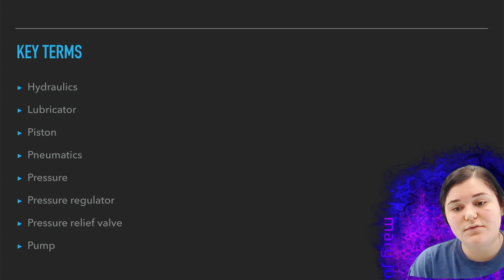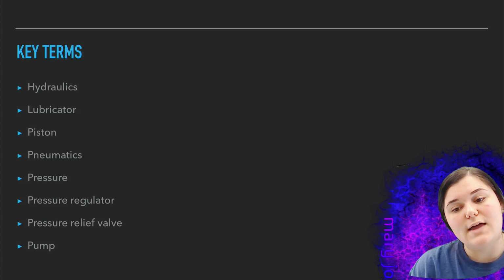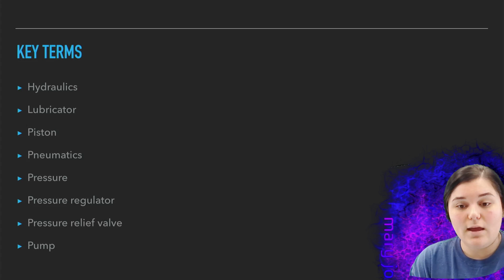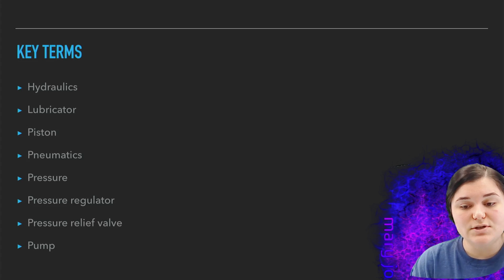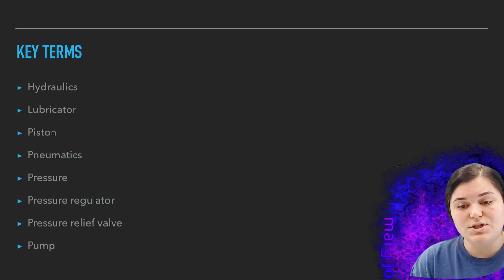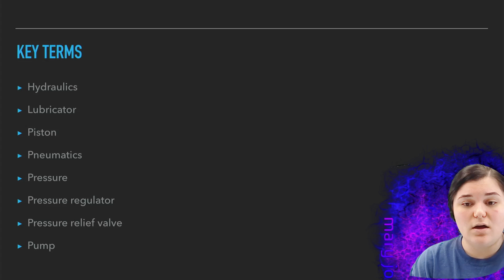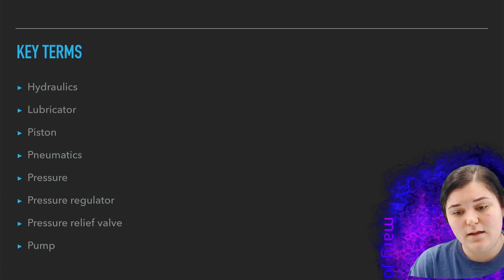Hydraulics, that's just the use of a liquid under pressure to transmit power from one location to another. Lubricator, that's a device used to spray an oil mist into the stream of a pneumatic system. Piston, a sliding piece moved by or moving against fluid pressure, which usually consists of a short cylindrical body fitting within a cylindrical chamber or vessel along which it moves back and forth. Pneumatics, that's the use of gas flowing under pressure to transmit power from one location to another, whereas hydraulics is the use of liquid under pressure to transmit power.